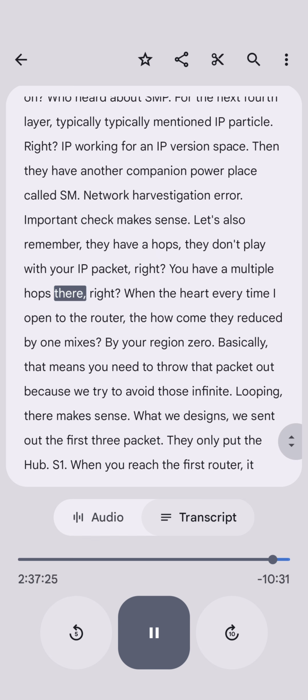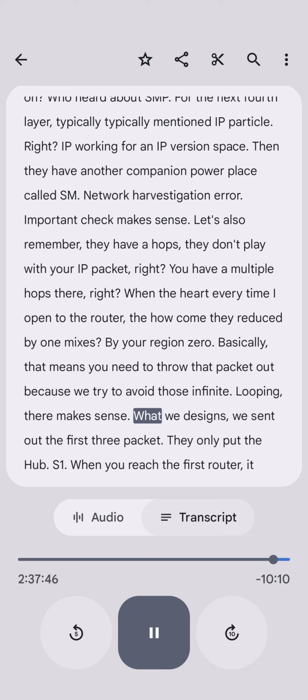You guys also remember we have hops when you play with your IP packet, right? You have multiple hops there, right? Every time you go through a router, the hop count will reduce by 1. Makes sense? When you reach 0, that means you need to throw that packet out. Makes sense? We try to avoid those infinite loops here.